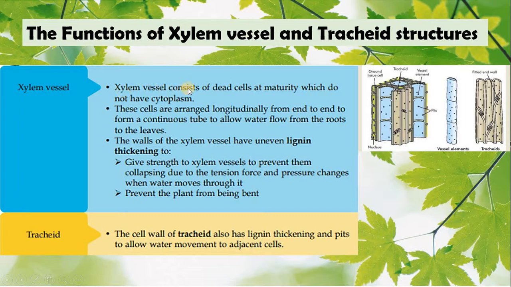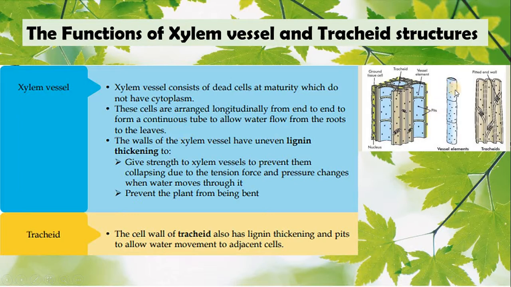Okay, xylem vessel is a dead cell. Why dead cell? Because it does not have cytoplasm. These cells are arranged longitudinally from end to end to form a continuous tube to allow water flow from the root to the leaf.